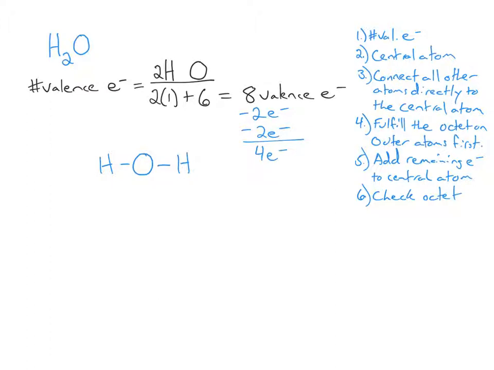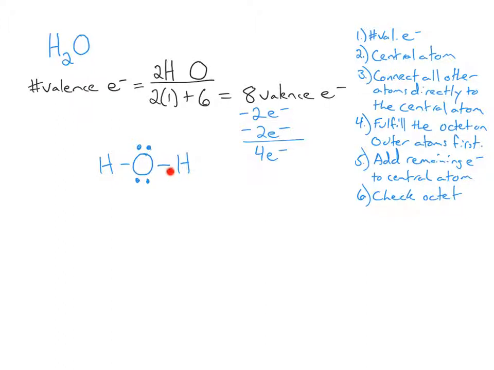Well, hydrogen has already fulfilled its octet. It can only have 2 electrons. This counts as 2 electrons on that hydrogen, so hydrogen can no longer have any more. The next rule says I add remaining electrons to the central atom. So I'm going to add the remaining electrons to the central atom. Now I'm going to check to see if I fulfilled the octet rule on all atoms in that structure.